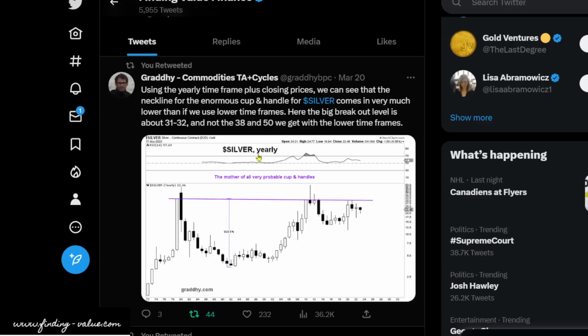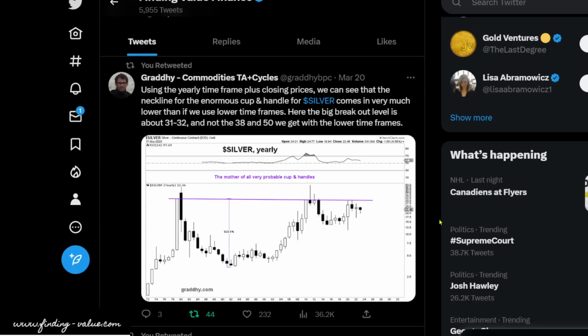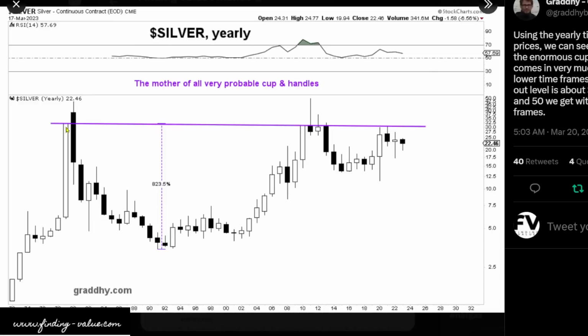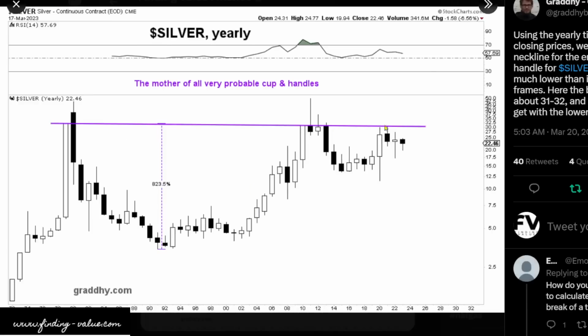So what he's got here, he's got silver as a yearly chart. It says using the yearly time frame plus closing prices, we can see that the neckline for the enormous cup and handle for silver comes in very much lower than if we use lower time frames. Here, the big breakout levels is about 31, 32, and not the 38 and 50 we get with lower time frames. So this is the yearly. What he's using is the closing price of these yearly candlesticks. And he's saying once we break above $31-ish, we are broken out of the big long-term cup and handle pattern that we've got.